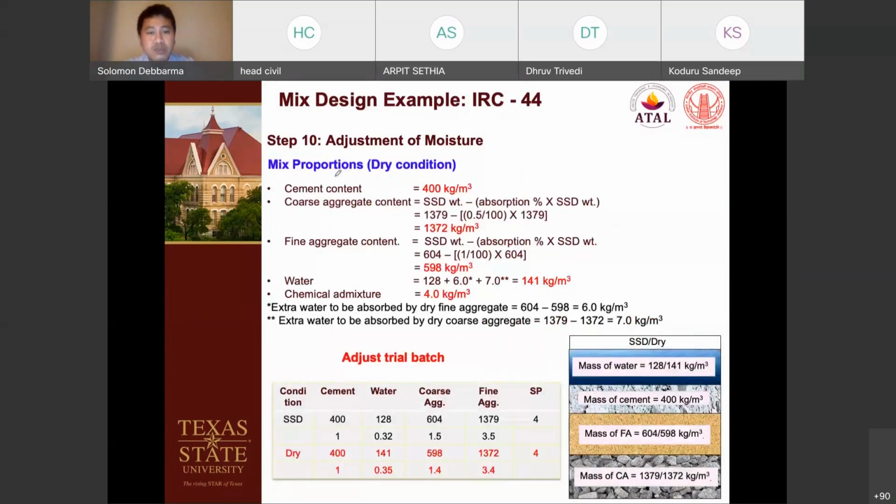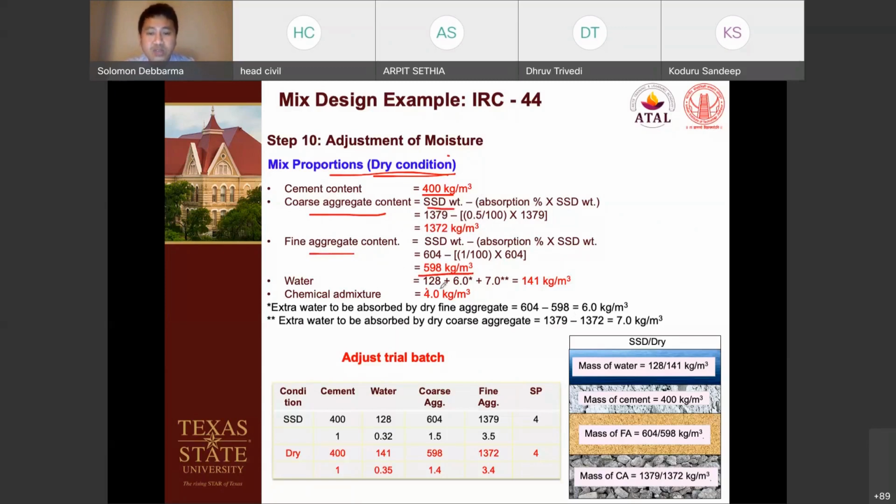For that we need to make adjustments and provide the mix conditions based on the dry state, the dry condition. So let's say our cement contains 400 kg per meter cube. Then for the coarse aggregate, we need to make adjustment for moisture. So how do we make it? It is simply the SSD weight subtracted by absorption in percentage times the SSD weight. So if we put the values here, we get the coarse aggregate as 1372 kg per meter cube, which is lesser than that in the SSD state, right? Similarly, for the fine aggregates, we get the value as 598 kg per meter cube.